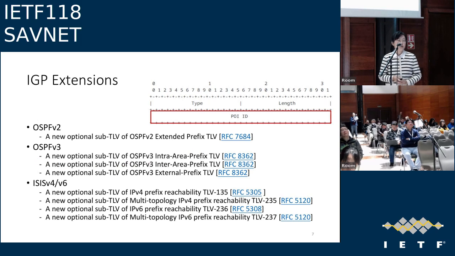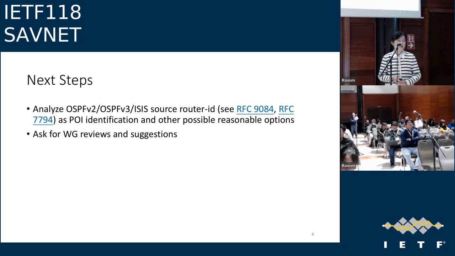And for the IGP extensions, we use TLV format to carry the POI information. For OSPFv2, we use the OSPFv2 extended prefix TLV to carry this information. And for OSPFv3 and IS-IS v2 and v3, we use a sub-TLV to carry the POI information. For the next steps of this draft, we have a plan to analyze some possible POI identification solutions.